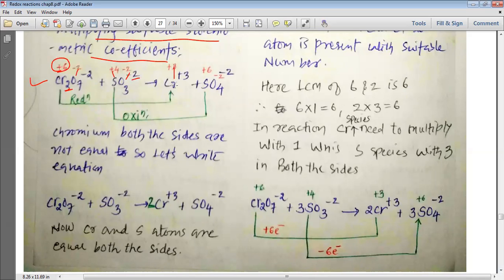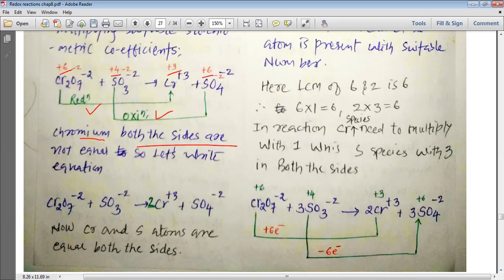Here chromium has +3, and sulfur again: 4 times 2 is 8, minus 2, that is 6. So the oxidation state of sulfur is +6. Now by assigning the various oxidation states, I can find that chromium has been converted from +6 to +3, so it's a reduction process. And sulfur goes from +4 to the +6 oxidation state, and that is why this is the oxidation process.